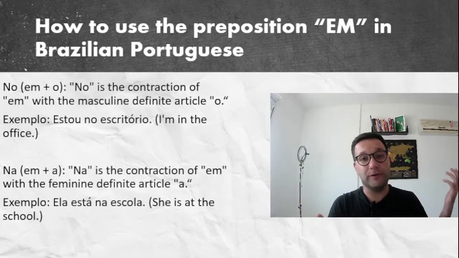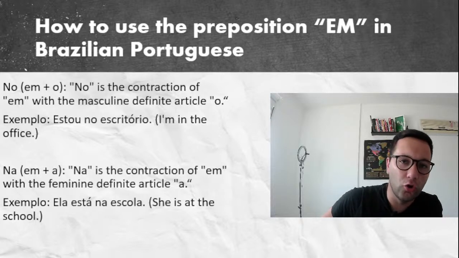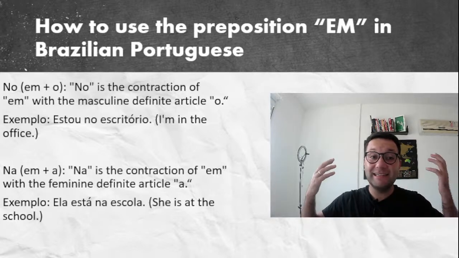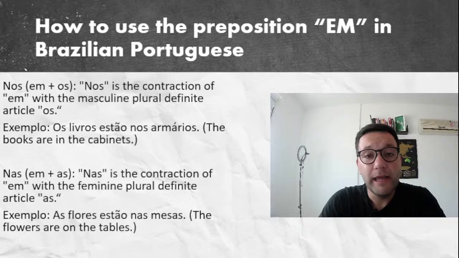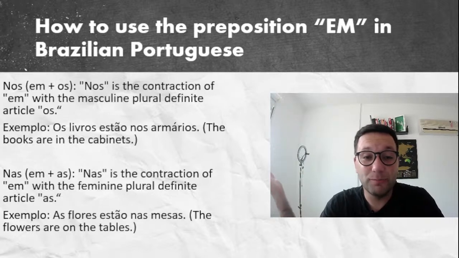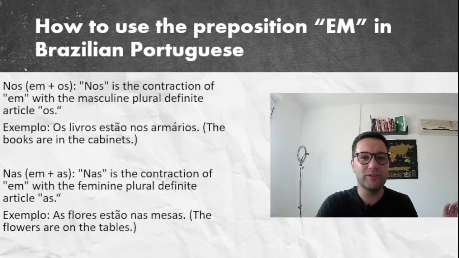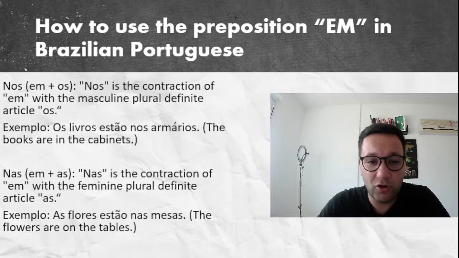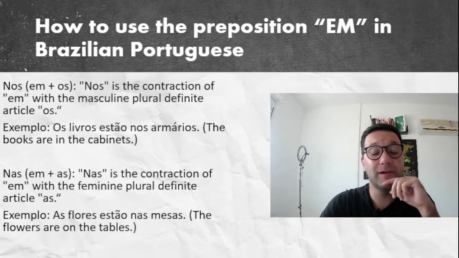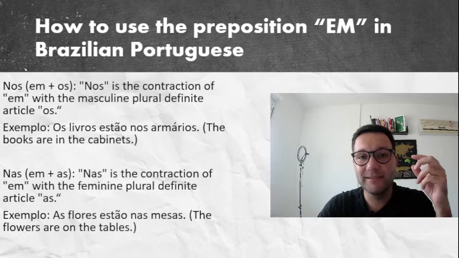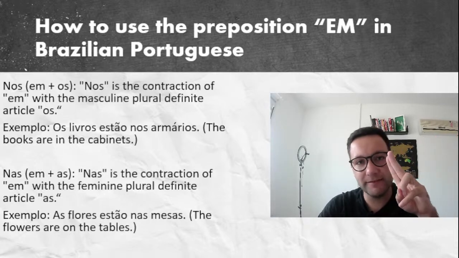And here you use it for countries. For example, Brazil is masculine. No Brasil, em o. But feminine, em a Argentina, na Argentina. And we have the plural form, of course, like USA. Estados Unidos, plural, os Estados Unidos, em plus os, nos Estados Unidos. Ela está nos Estados Unidos. We make this contraction. But here we have another example. Os livros estão em os armários. We make a contraction. Nos armários. The books are in the cabinets. In the, we make this contraction here.